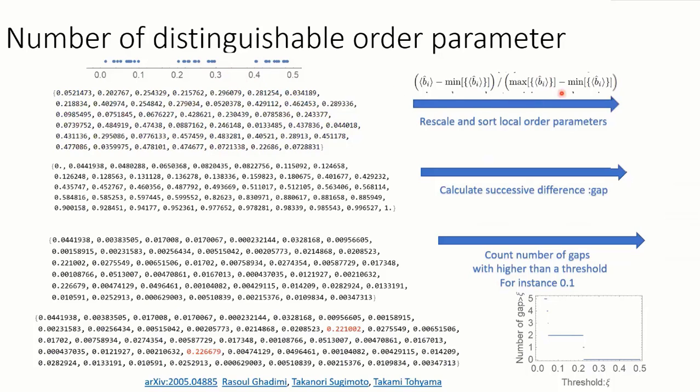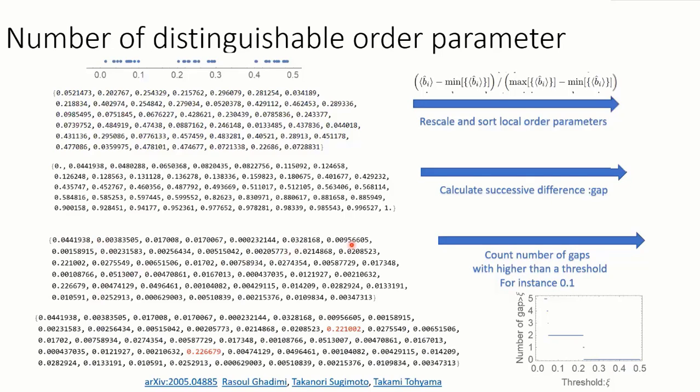I first re-scaled these numbers between 0 and 1, and then sort each number, and then calculate the difference between each number. So for example, here I calculate its difference, and right here, the difference between these 2 numbers, and right here, and so on. I call this number the gap between these numbers.